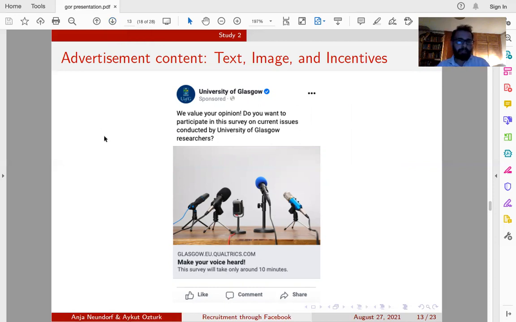Now, here you see a classic Facebook advertisement. As you can see, we can choose an image that we want, and we can modify the text here. So basically, researchers have options to change the text and image. In addition to that, you can use no incentives, or you can add some incentives to your study so that your advertisement might be more appealing to people, although you might increase the cost a little bit.